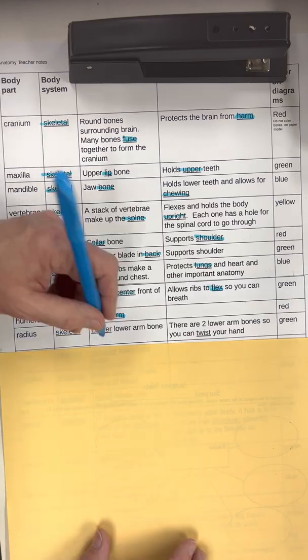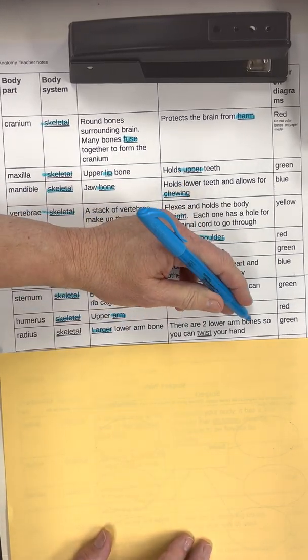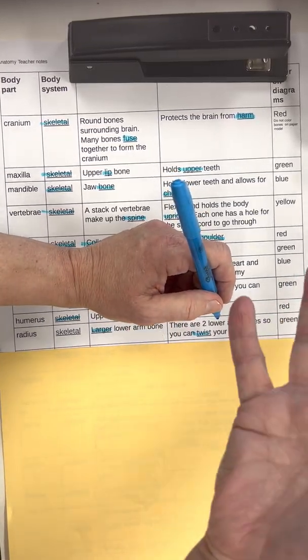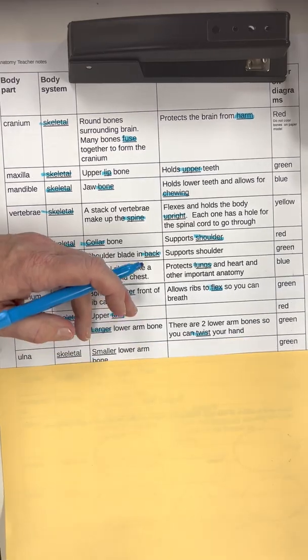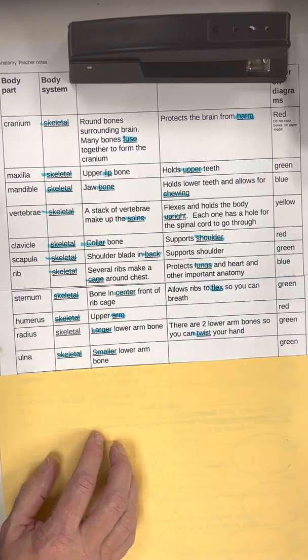Radius, skeletal. It's the larger lower arm bone. There are two lower arm bones so you can twist your hand. It's so you can do this. If there was only one, you couldn't do this motion. Ulna, skeletal. Smaller lower arm bone.